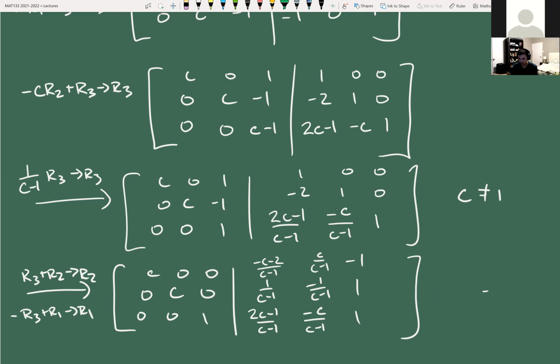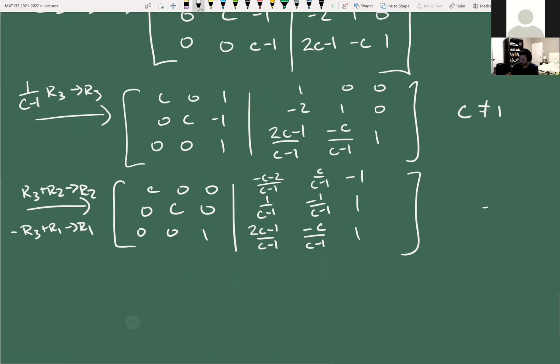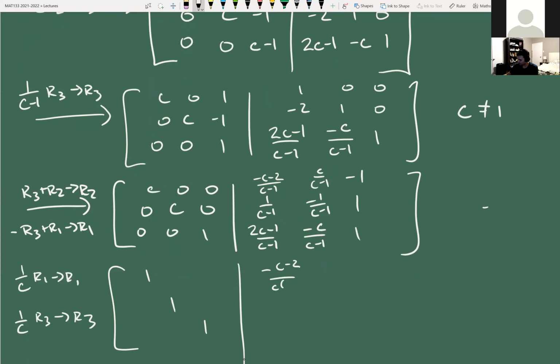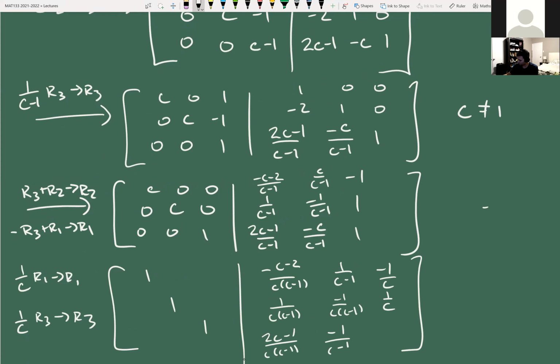And then I just need to divide row 1 and row 3. So that gives me 1, 1, 1. Negative c minus 2 divided by c times (c minus 1). 1 over c minus 1, negative 1 over c. 1 over c times (c minus 1). Negative 1 over c times (c minus 1). 1 over c. 2c minus 1 over c times (c minus 1). Negative 1 over c minus 1, 1 over c.